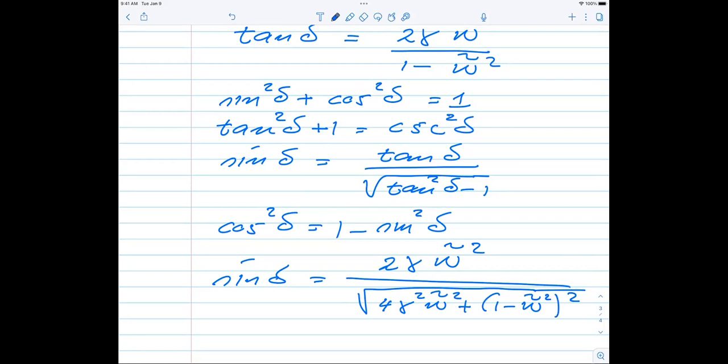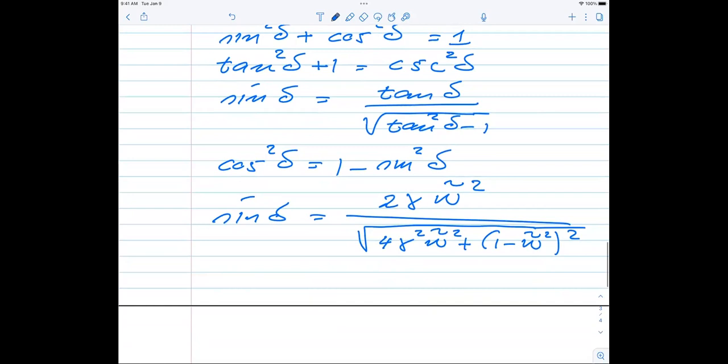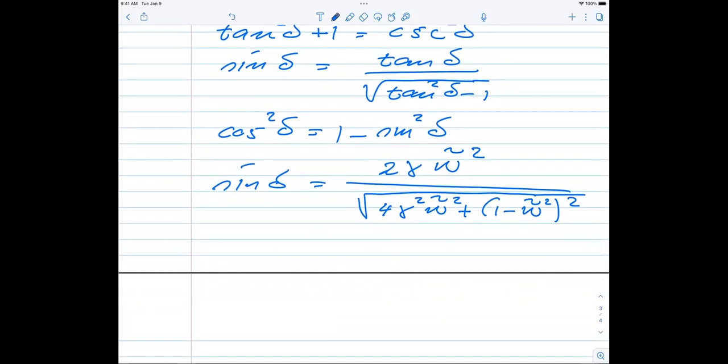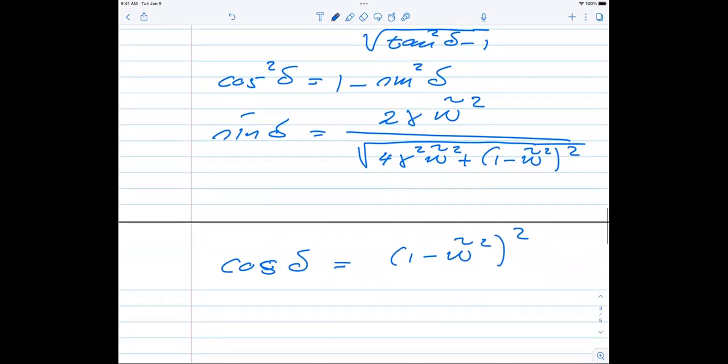And then I can rewrite everything and obtain a cosine delta. So I have also a cosine delta, which is now going to be given by 1 minus omega squared, and then divided by the same denominator which we had for the sine term. So this same denominator here.